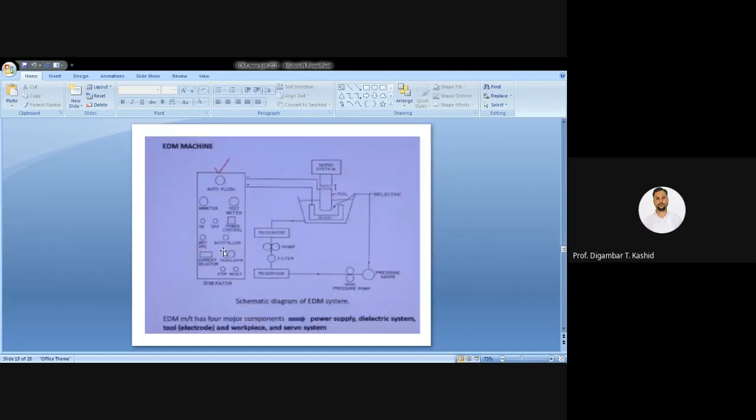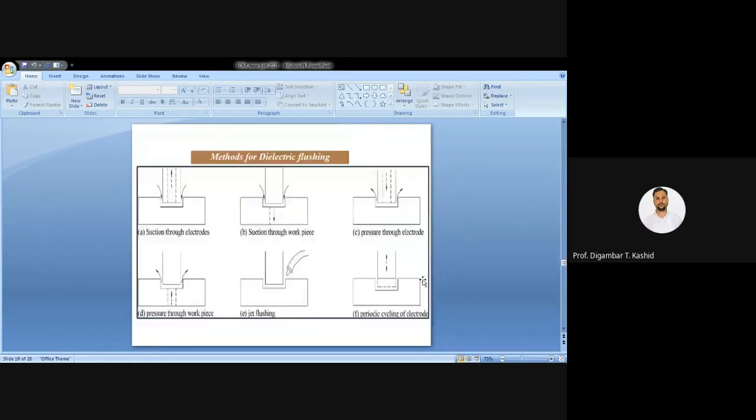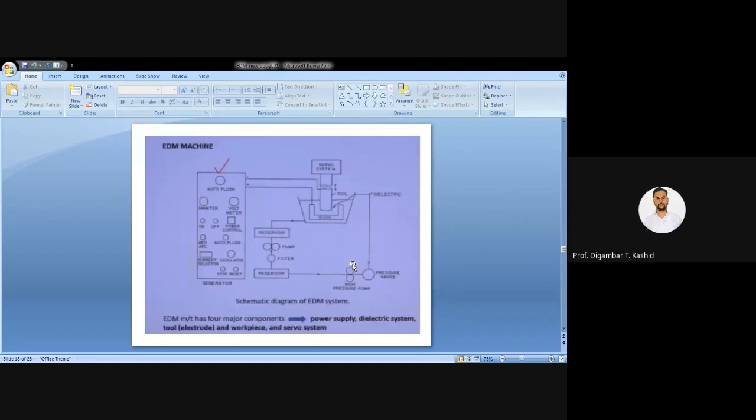And now the most important: the setup of the EDM machine, or machine tool of EDM. Here I have shown it. I request all of you, please draw this important diagram. Please draw this diagram.